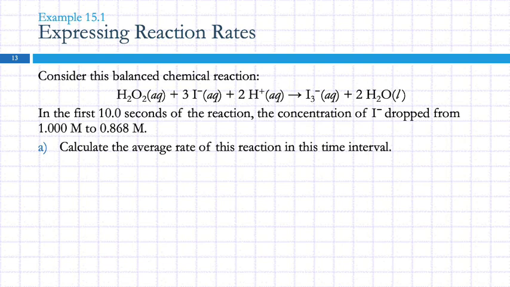Okay, so here's a problem. Consider this balanced chemical equation. In the first 10 seconds of the reaction, the concentration of I minus dropped from 1 molar to 0.868 molar. Calculate the average rate of this reaction in this time interval. This is going to be an average because we're not measuring it at one point in time, we're measuring it over a span of time, and so that's why it's an average rate.